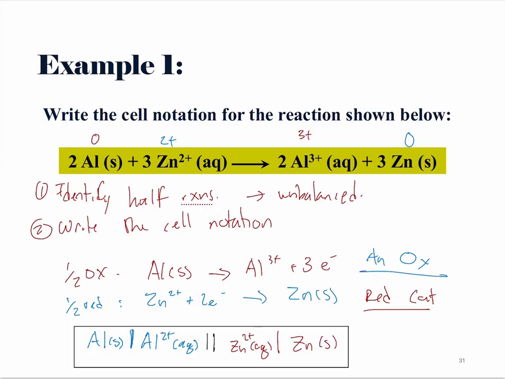Right, so first step is identify half reactions, that's looking at the movement of electrons. Once you identify the half reactions, you then remember where the oxidation reaction happens and where the reduction reaction happens. That allows you to write your cell notation for the system. All right, any questions on that? Thumbs up, thumbs aside, thumbs down.